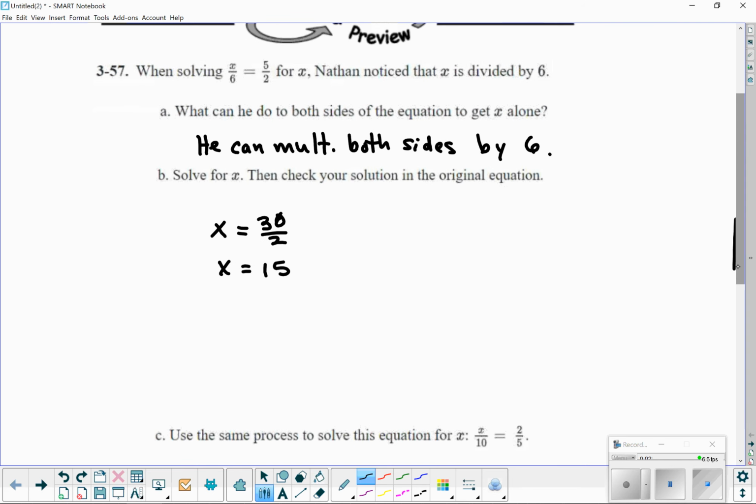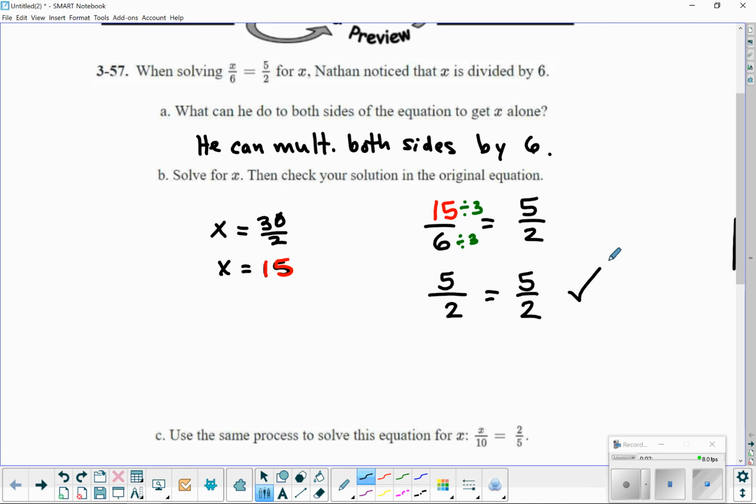And then they want us to check your solution in the original. So the original is x over 6 equals 5 over 2. So if we're saying x is 15, that means that we're going to put 15 in place of the x. So I'll put 15 right there. Right? Are these going to be equivalent? 15 divided by 6, I can reduce that. Let's see, 15 divided by 3, and 6 also divided by 3. So 15 divided by 3 gives us 5, and 6 divided by 3 gives us 2, and guess what? That's the same thing.